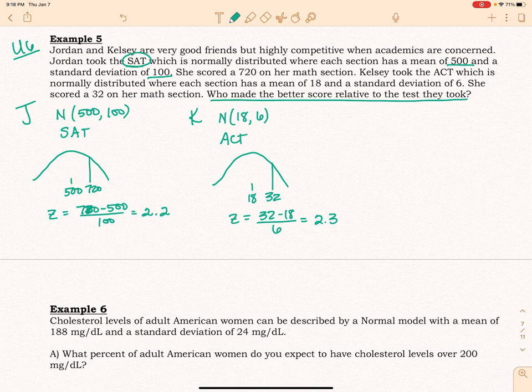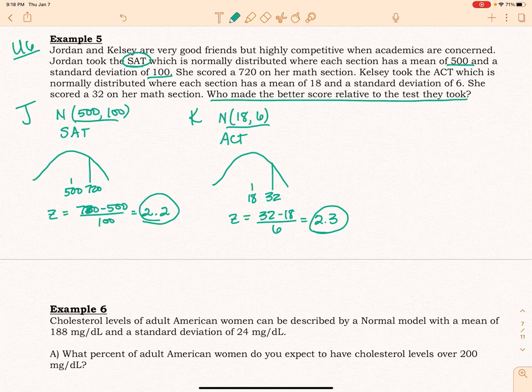Okay, so I want you to notice now that the Z-score, remember, it's called the standardized score. We have now standardized them. We brought them down to the same standard, even though the units of the tests they took were different. So that's really cool. It's very, very useful. I want you to notice that Kelsey scored 2.3 standard deviations above the mean for the ACT, but Jordan only scored 2.2 standard deviations above the mean.